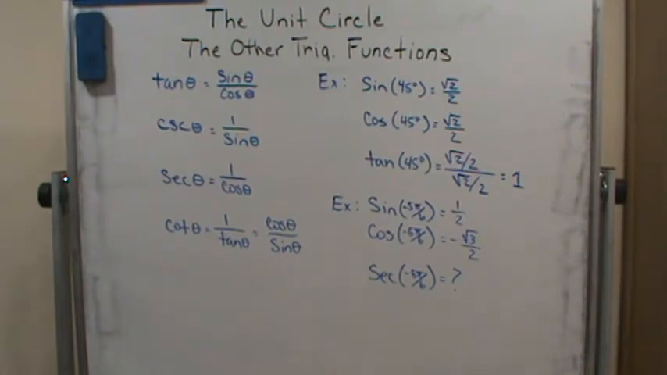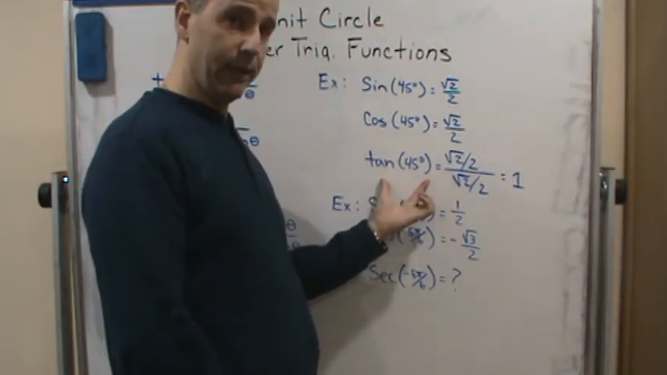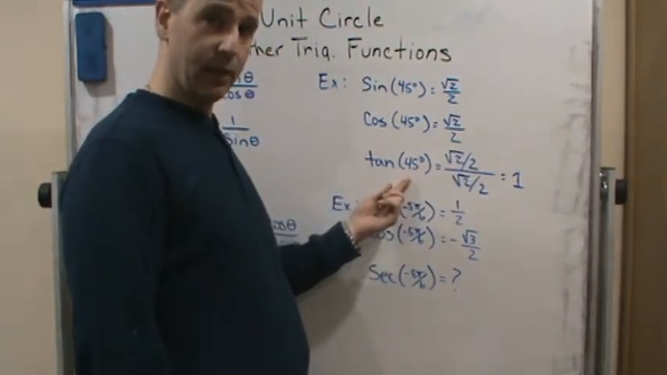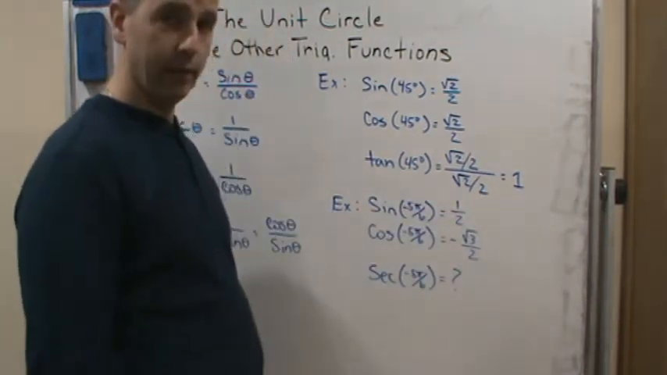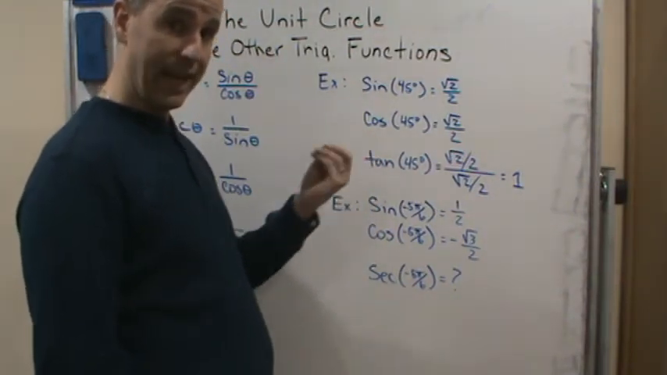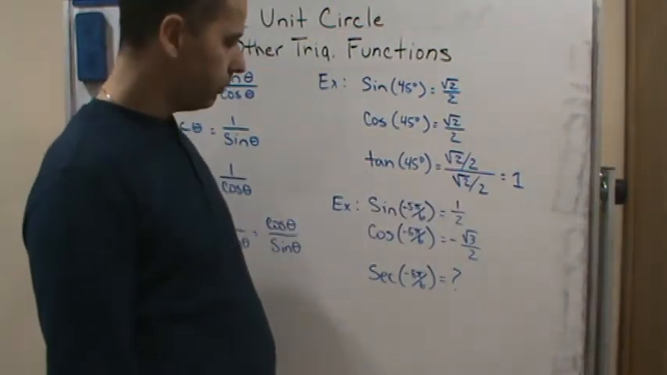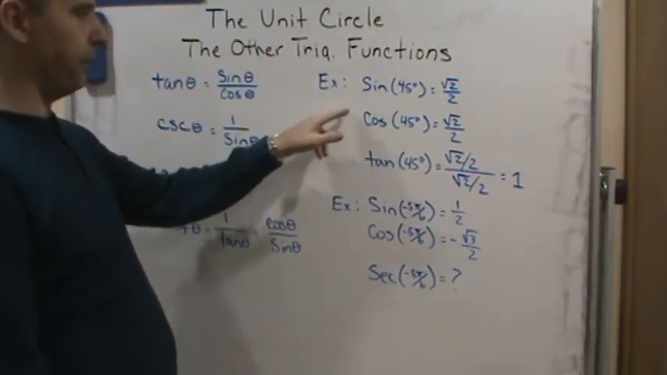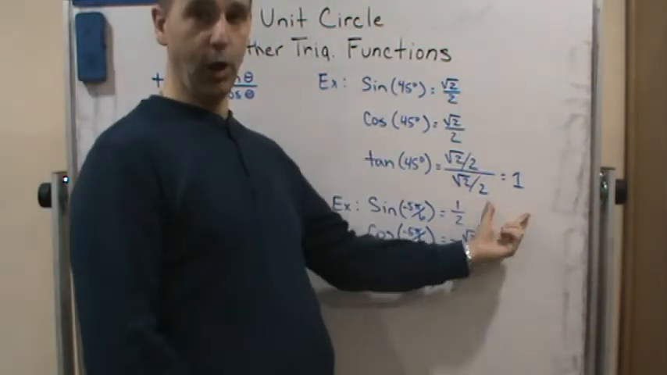So the tangent of a 45-degree angle is 1. If you think about the 45-degree angle, you should know that based on a 45-45-90 triangle, the opposite and adjacent sides are always the same. So we should get 1. In fact, the two sides are 1 and 1, and 1 divided by 1 is 1. So this makes sense, but we're able to do it based on this information. It just proves what we already know.